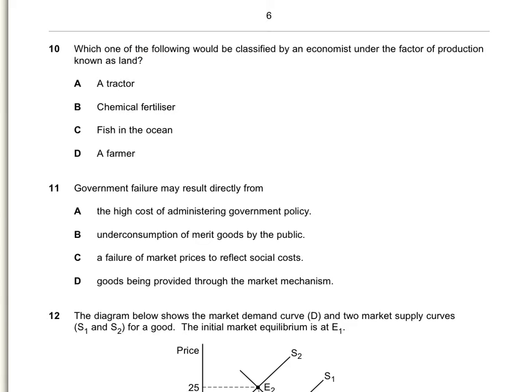Question 11, don't misread it. It talks about government failure rather than market failure. One of the major problems that results in a government failure is the fact that sometimes the cost of the policy can actually be higher than the market failure that's being corrected. So the answer is A.